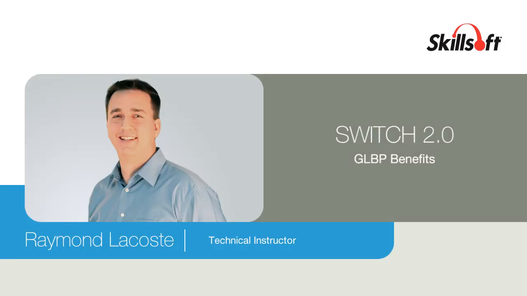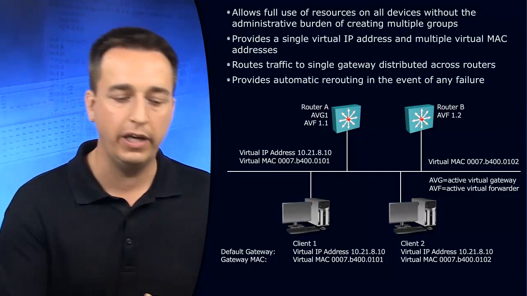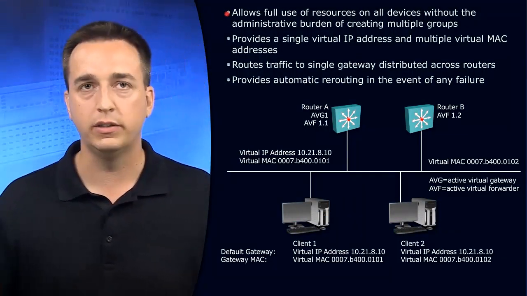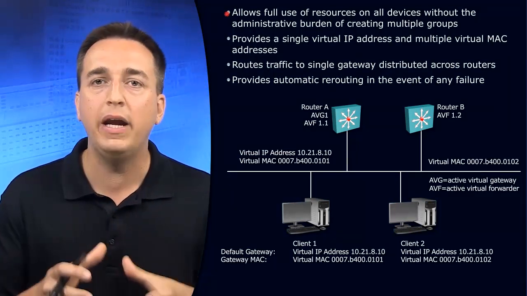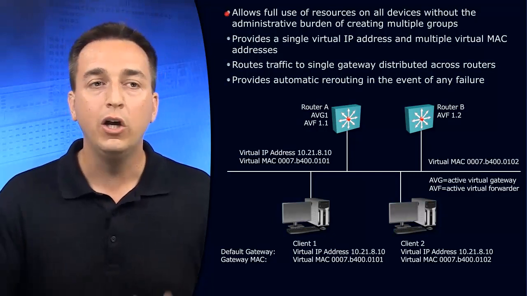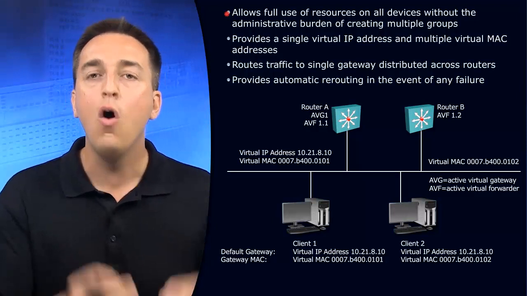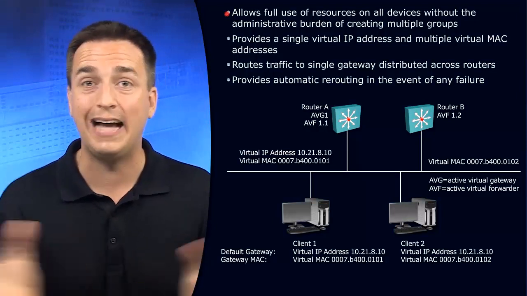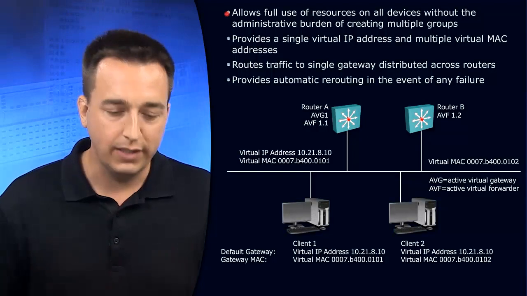With GLBP, we truly achieve full utilization of all our resources on all of our devices that are participating within that group. With HSRP and VRRP, you only have one device forwarding traffic for that particular group/subnet. With GLBP, take a look at this example.